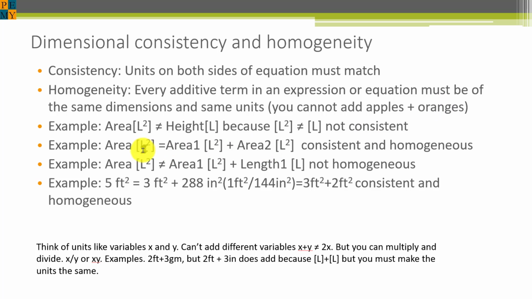So here are some examples of correct and incorrect statements. Here you can see that 5 square feet plus 3 square feet plus 288 square inches. This has to be converted to square feet. So 288 divided by the 144 square inches per square foot gives you 2 square feet. So this is fine here. Read this little note to familiarize yourself with the concept of arithmetic on units.